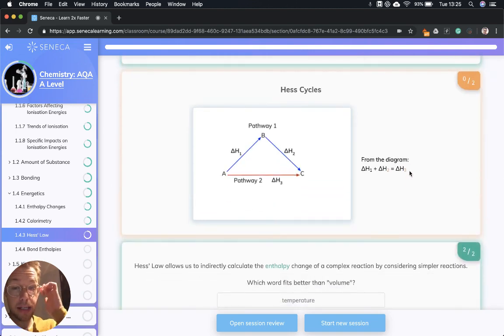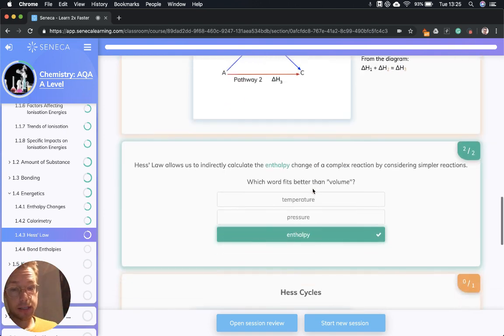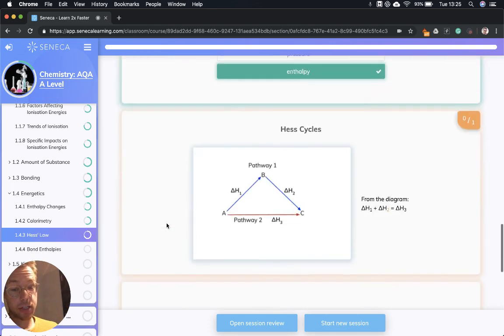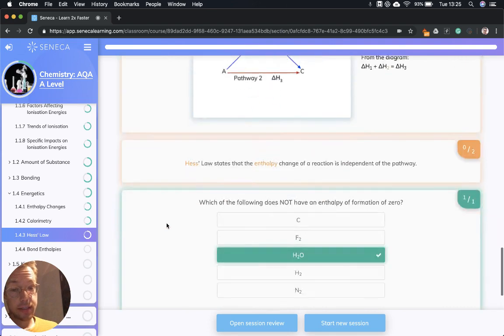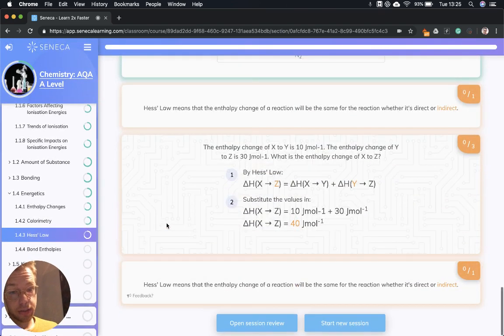Okay, so remember with Hess's cycle, let's say we're going from A to C, that enthalpy change would be the same as going from A to B and then B to C. That's how Hess's cycle works. So they allow us to indirectly calculate the enthalpy change of a complex reaction by considering simpler reactions.